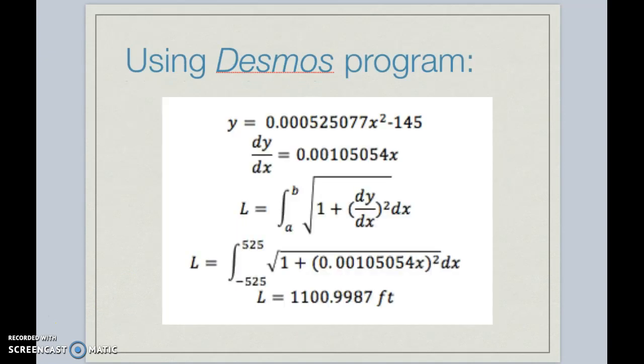Using the quadratic regression on the Desmos program, once again, I plugged in the found points from the previous slide, and it gave me the following equation displayed in this slide. So the equation that the program gave me was this. I took the derivative. Here's the arc length formula. From the previous slide, my bounds were negative 525 to 525. The derivative over here gave me an approximate length of 1,100 feet.